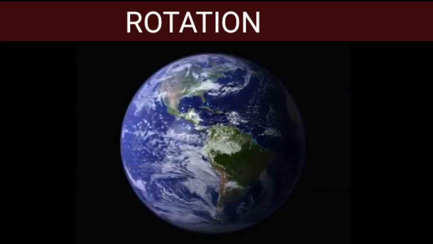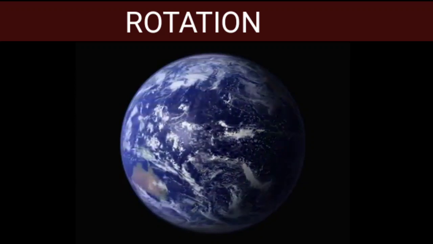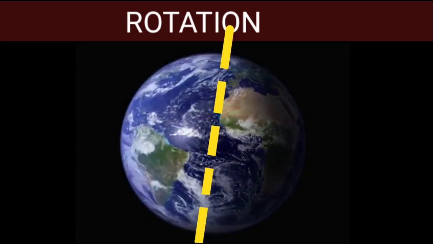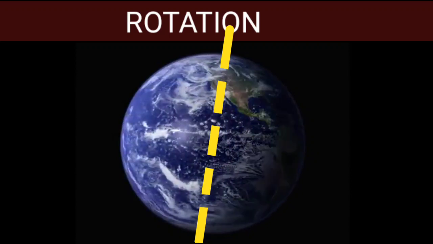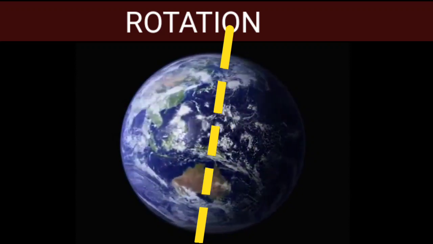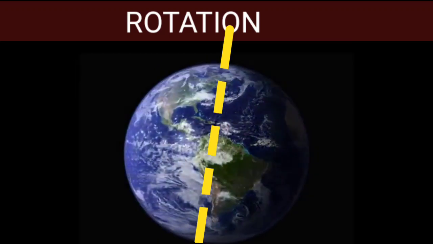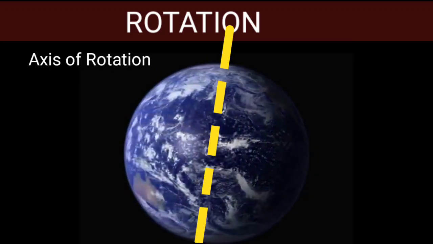Up ahead is the topic rotation. Now, the rotation or the spinning of the earth takes place in an imaginary line which passes from the north pole to the south pole of the earth. Now, this imaginary line is termed as axis or axis of rotation.